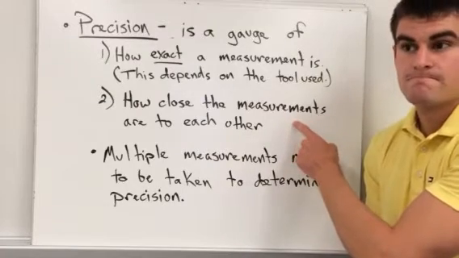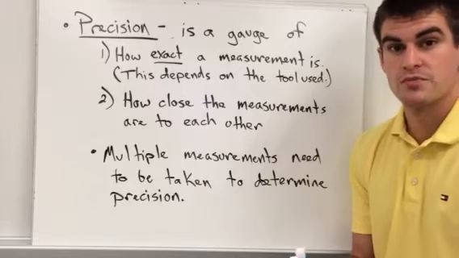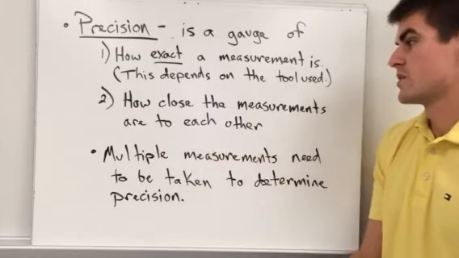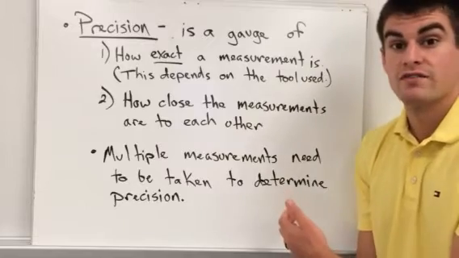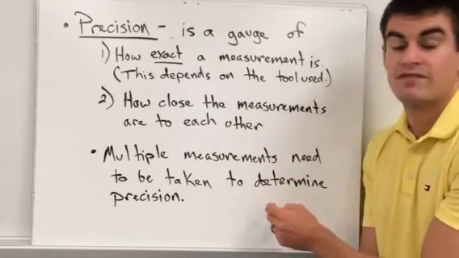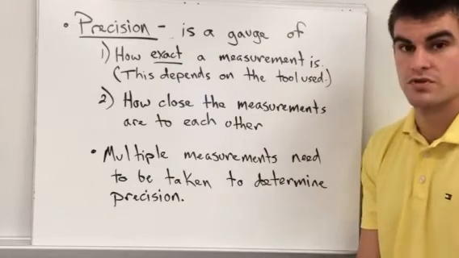Also, we can say something is precise if we have a group of measurements and they are close to each other. But to be considered precise in our measurements, we have to have multiple. So a couple of trials will help us show precision.